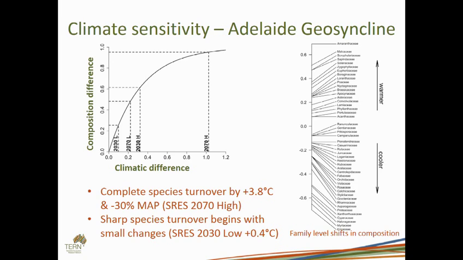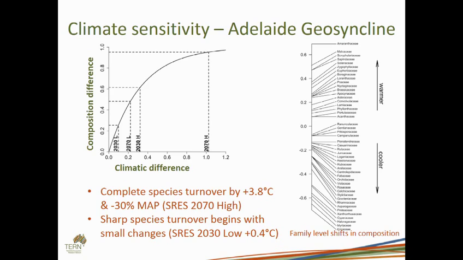to persist there. But even at the lowest end here, where you've only got, in this scenario, no rainfall change and only a 0.4 degrees temperature increase, which we've already exceeded, straight away you get this very steep curve happening, and pretty quickly you get strong species turnover and differences between communities.